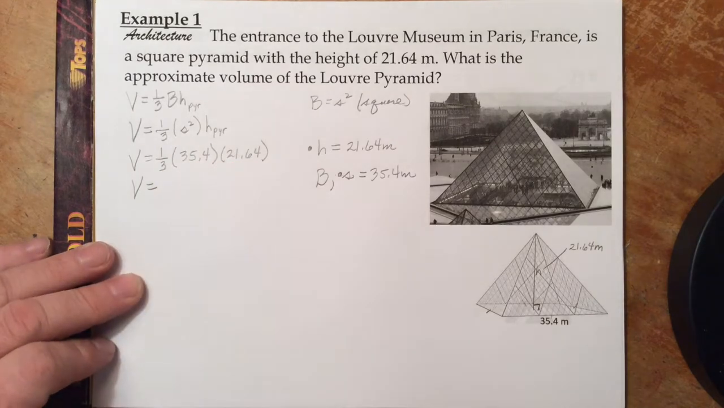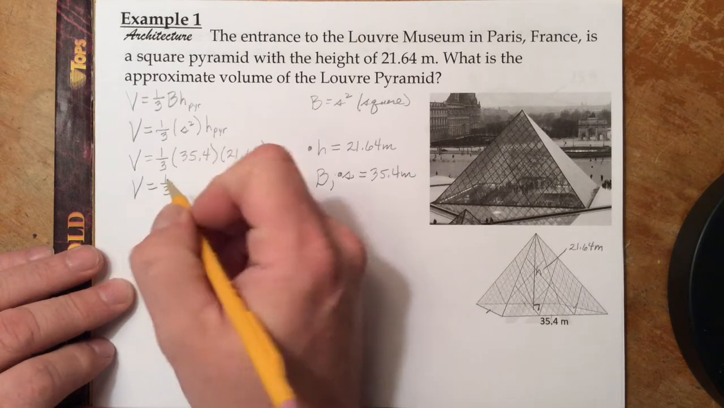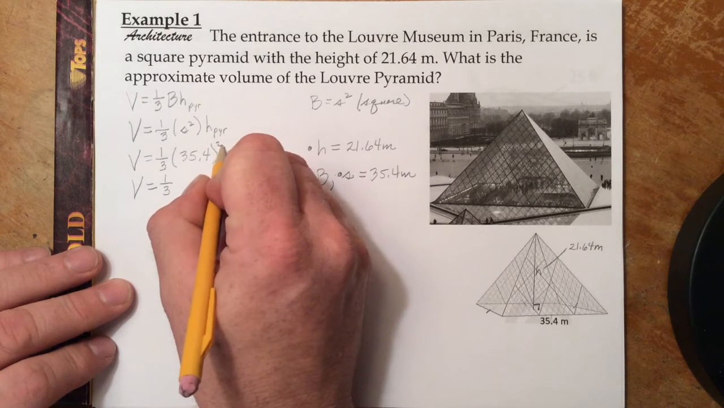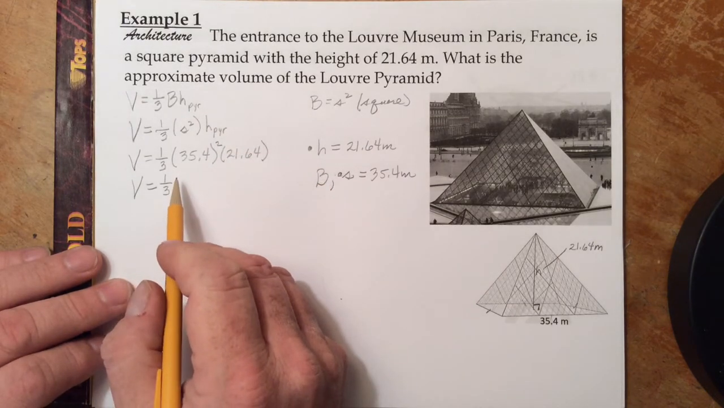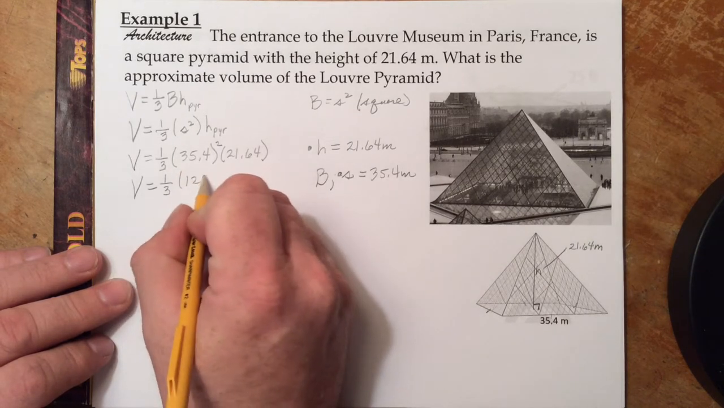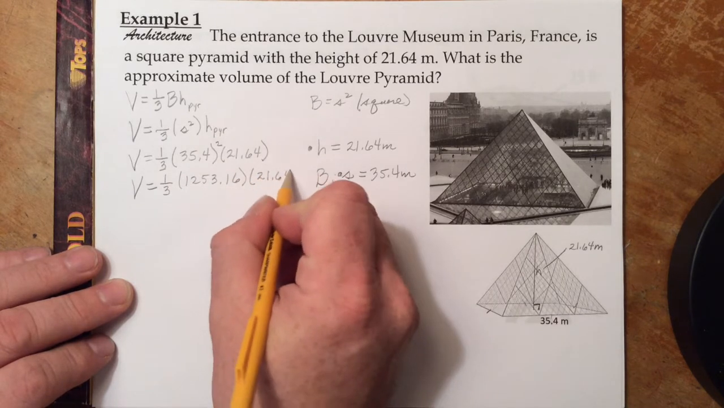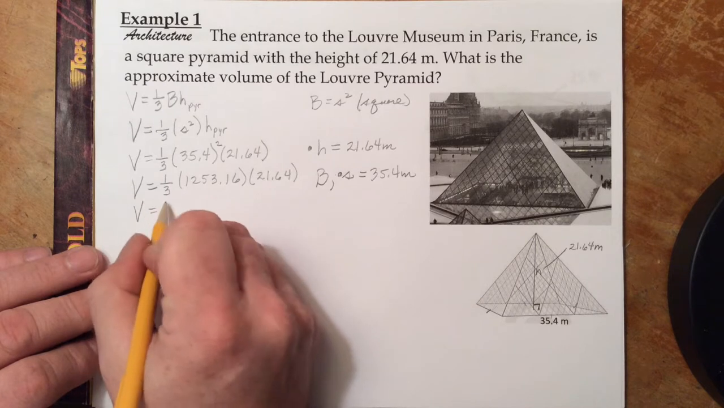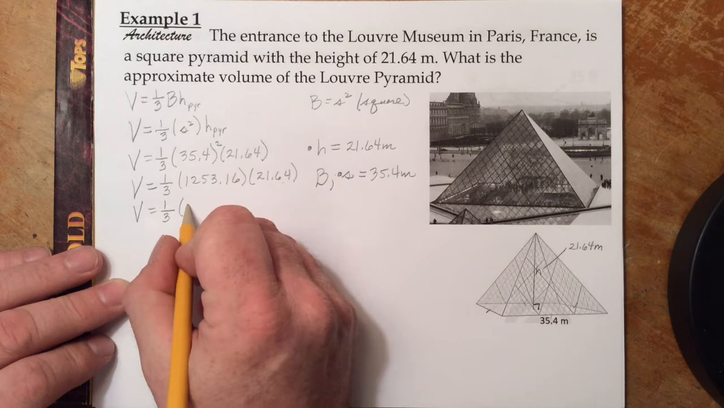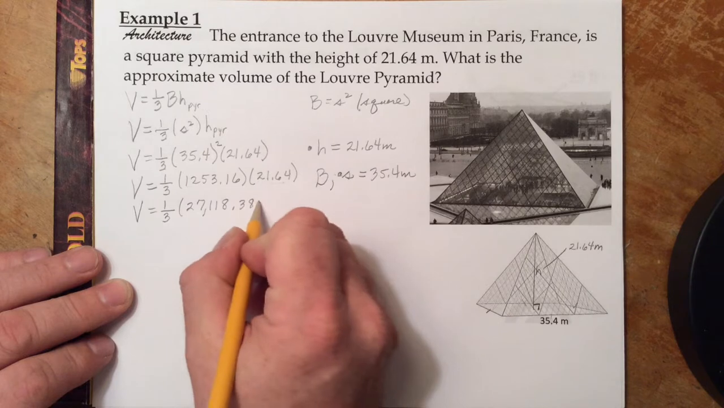The 3 doesn't necessarily go into either one of these numbers evenly, so we leave 1/3 for right now. 35.4 is squared, so square that. 35.4 squared then is 1,253.16 times the height, 21.64. So the volume is 1/3 of, and then we can multiply these two together, we get 27,118.382.